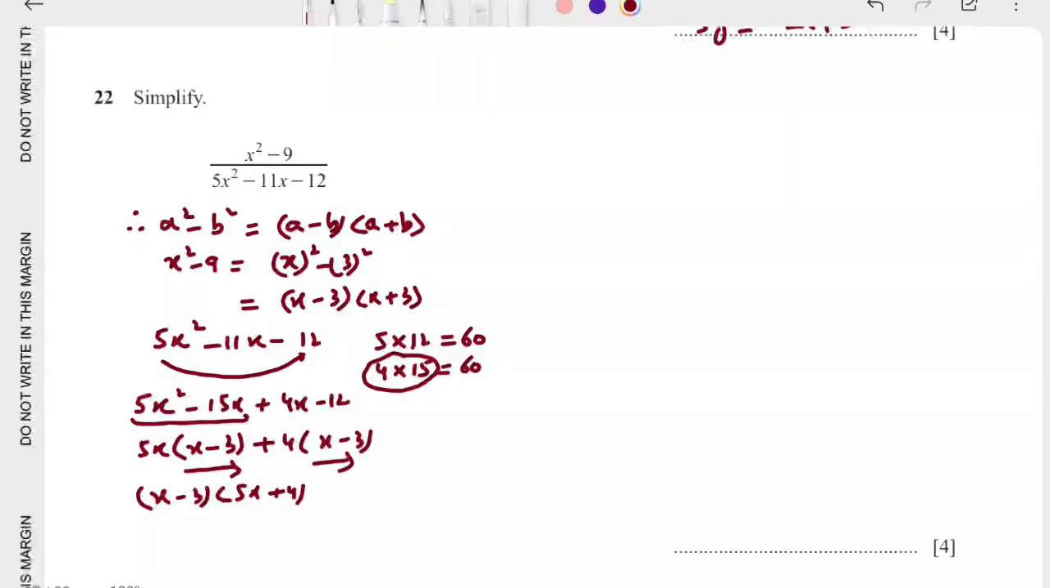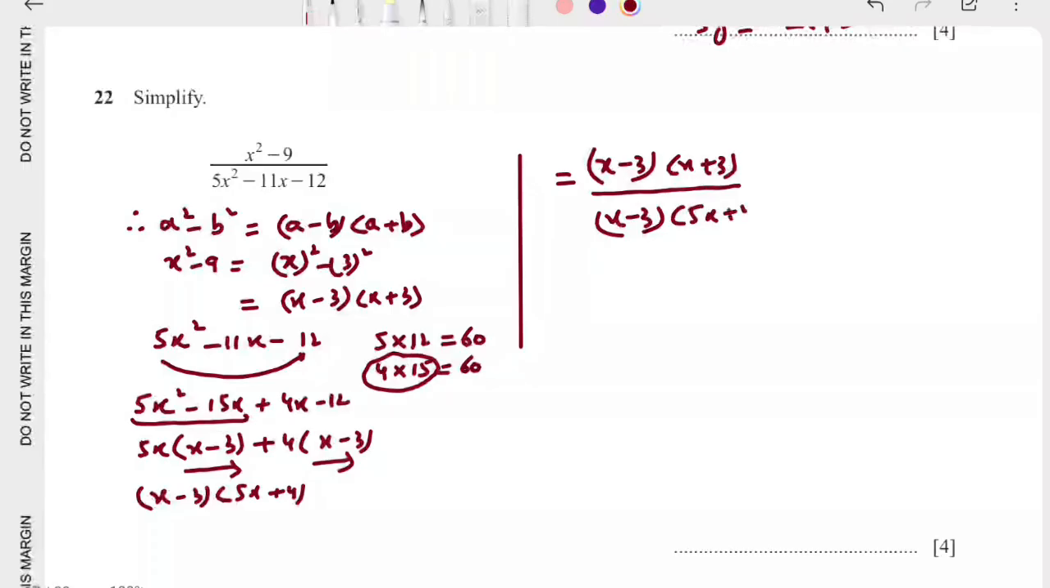Now we have to simplify both expressions. We will substitute values. So (x − 3)(x + 3) upon (x − 3)(5x + 4). x − 3 and x − 3 would be cancelled out. So (x + 3)/(5x + 4) would be the final answer.